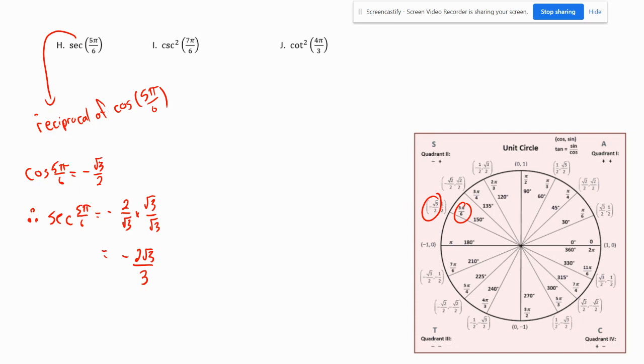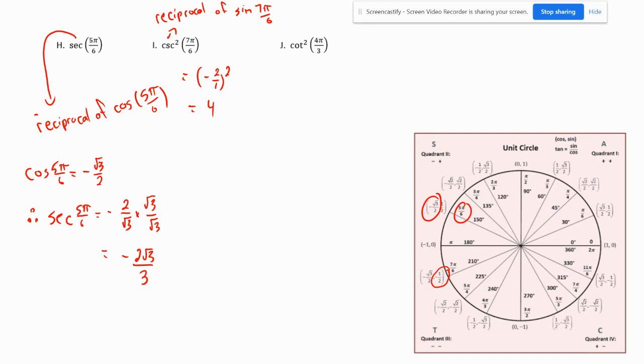So for example I, cosecant is the reciprocal of sine 7 pi over 6. Okay, so sine 7 pi over 6 is the y coordinate here. So I'm just going to flip this guy right away. So I know it's the reciprocal of this guy over here. So this is going to equal negative 2 over 1 squared, which is just positive 4.